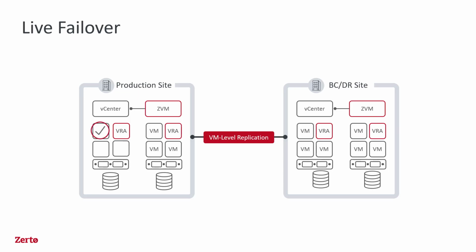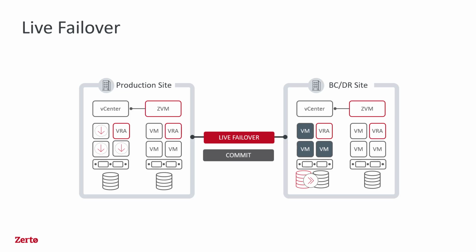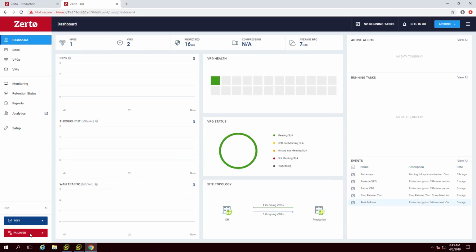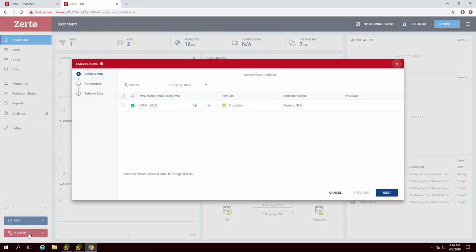A live failover recovery operation allows you to fail a VPG over to its target site. Failovers can be initiated from either protected sites or from the recovery sites to which they're paired. This means that if a protected site goes down completely, a failover can still be started from the recovery site's ZVM. Click the Failover button in the bottom left-hand corner of the ZVM.